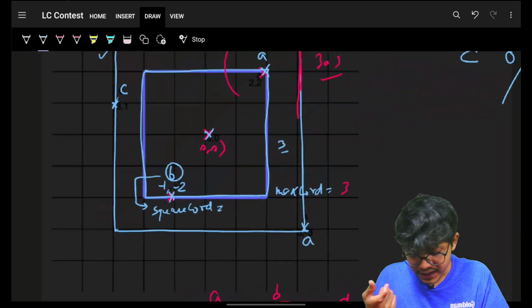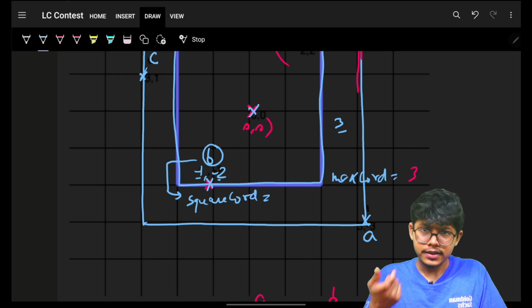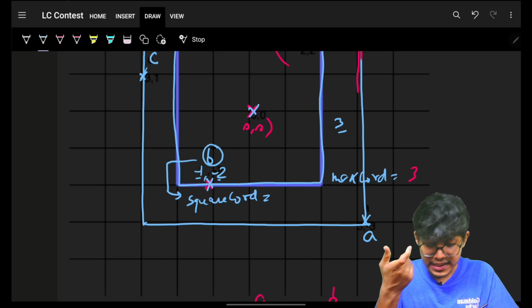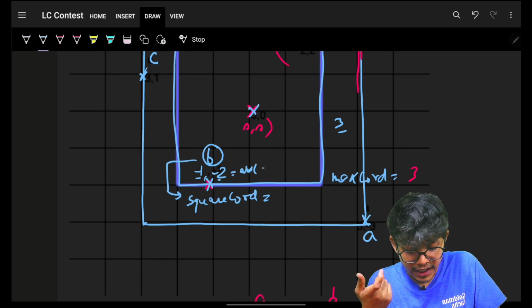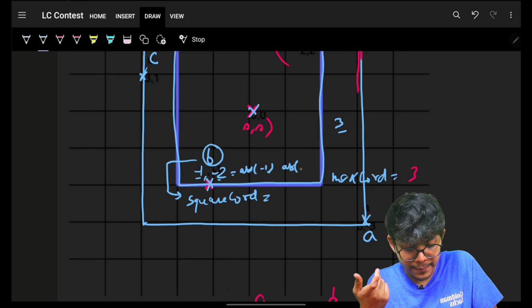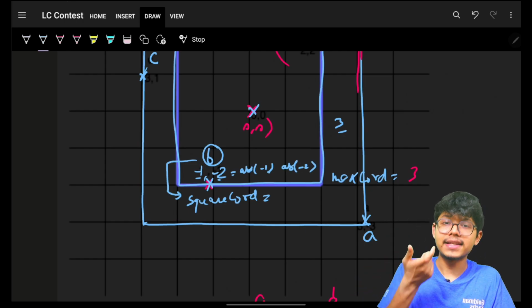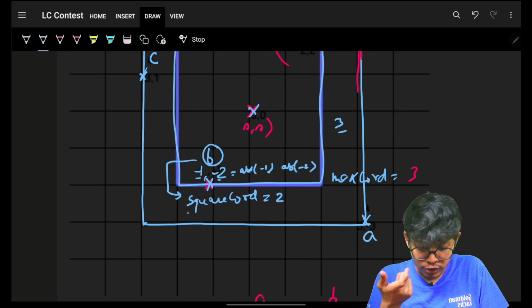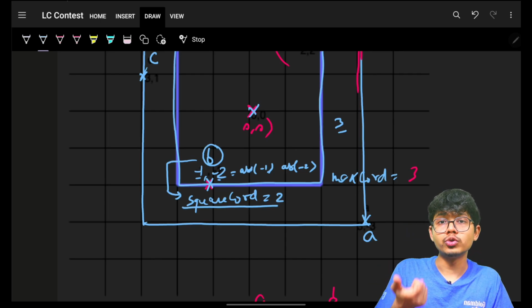How can I find that? Simply by taking the absolute value of these, which means I'll take the absolute of -1 and the absolute of -2 and take the maximum. The maximum is 2. So this will lie on a 2 cross 2 square.